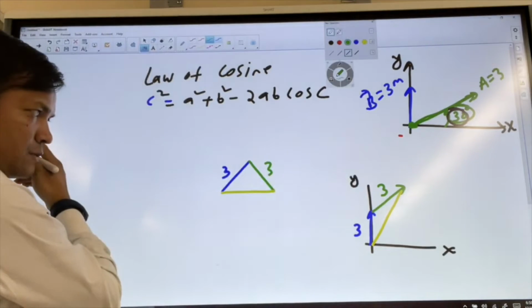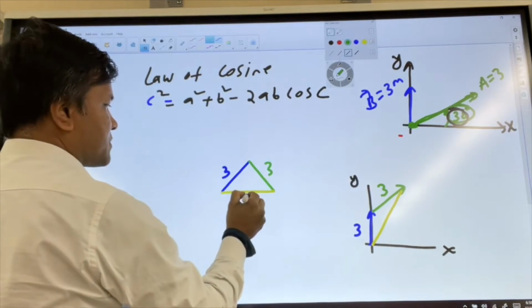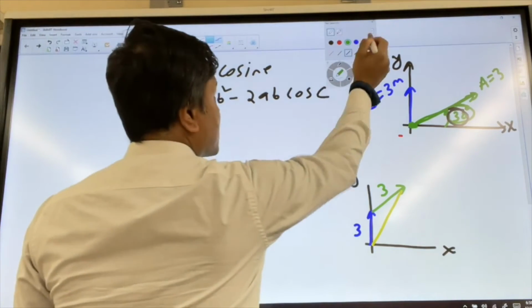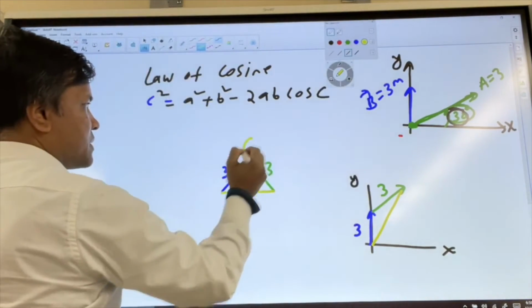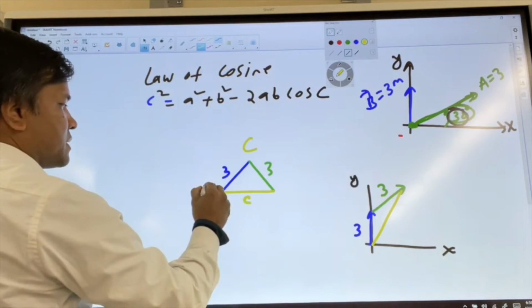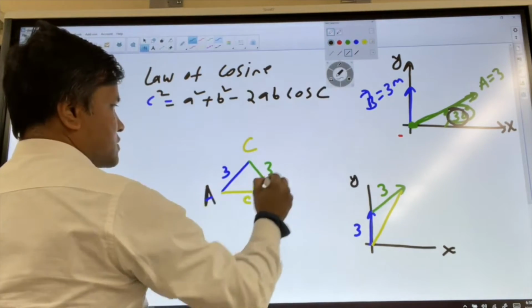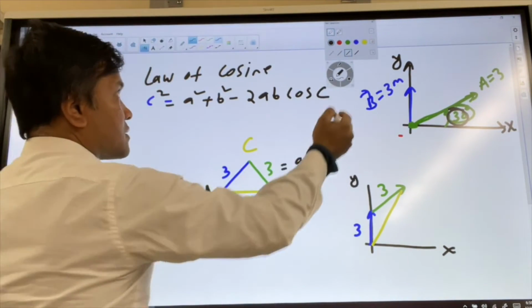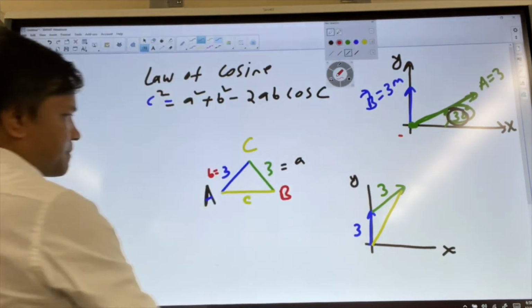All right, so this is what we want to find. We're going to call it a small c. If this is a small c, this would be big C. This is b. Let's say this is big A, so this is a small a. This is big B, and we're going to call it a small b.